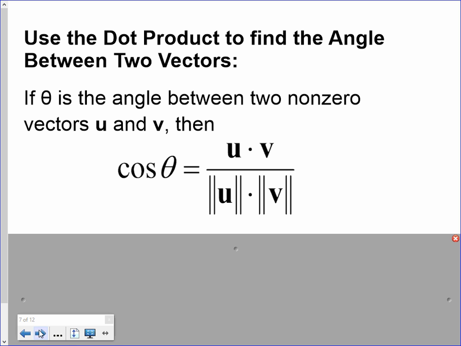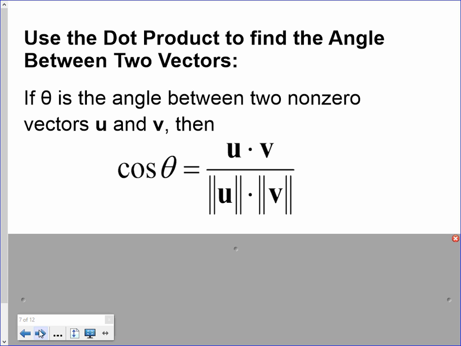Okay, so this angle is different than the direction angle. Remember that the direction angle is like the angle between the vector and the positive x-axis, so it's always between 0 and 360, like an angle in standard position, going one time counterclockwise. This is not between a vector and the positive x-axis. This is just between two vectors that could be anywhere around the coordinate plane.